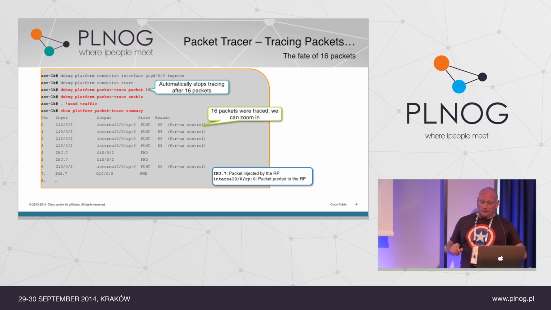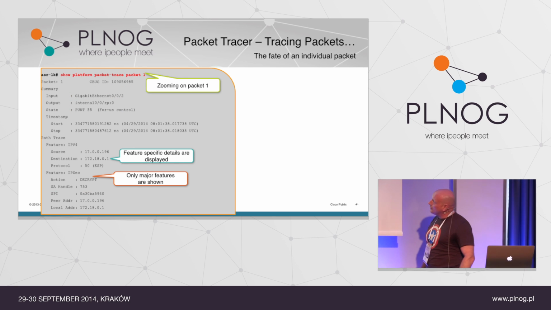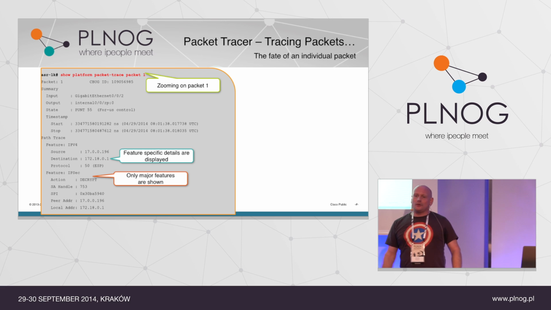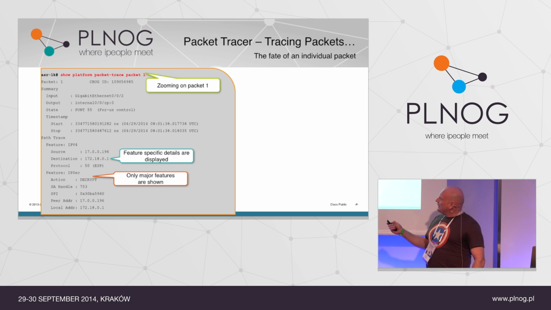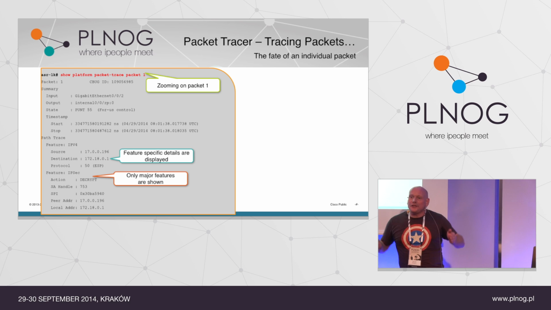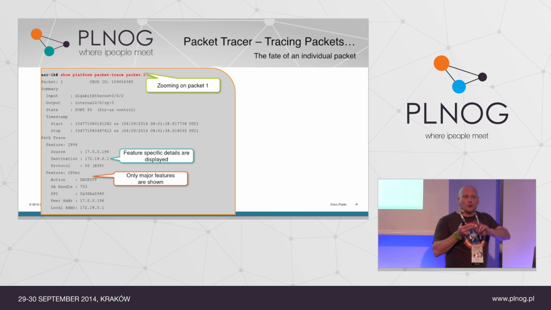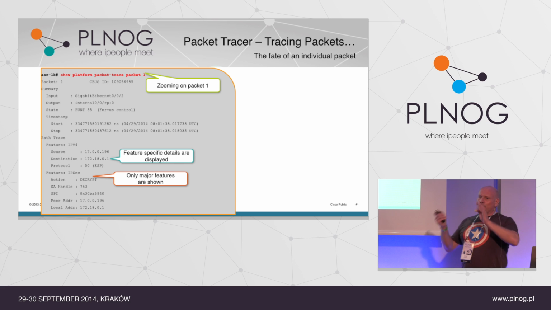But you can go deeper, which is what we do on the next slide. So now I say, show me packet 1. And then I have a lot of information. I know it's an IPv4 packet with that source address and that destination address. Oh, it's an ESP packet. And all the major features that you can configure, such as NAT, zone-based firewall, crypto, and a few others that I don't remember, will simply print information. We will see the NetFlow table and all those things.